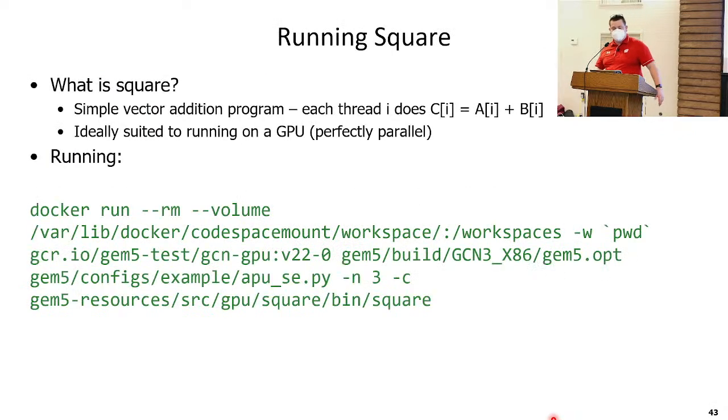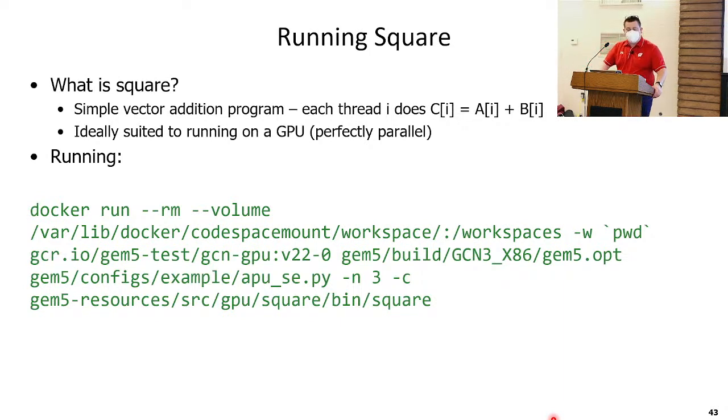Okay. So the first thing we're going to do in the GPU model is run an application called Square. Square behaves exactly as the application we talked about an hour ago does. All Square does is each thread does A of I plus B of I and stores it in C of I. So it's ideally suited to run on a GPU, because as big as the input is, if we can have that many threads, we do them all in parallel at once.